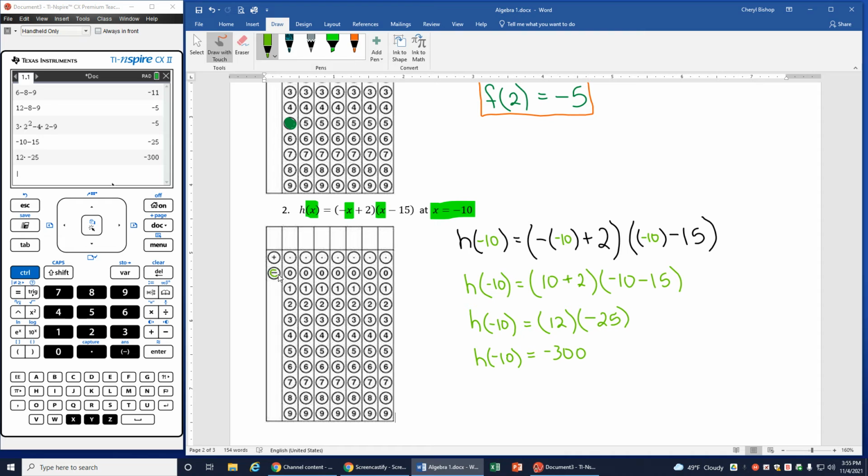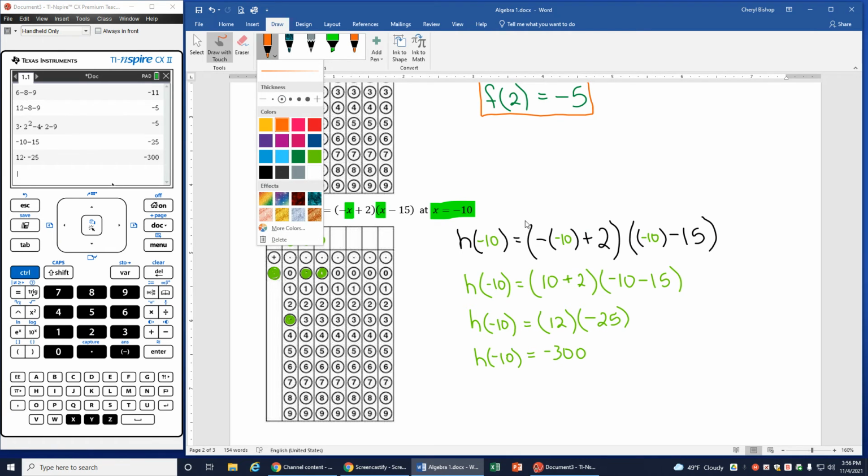So when I bubble this in, negative 300. So I have my negative 300 right there.